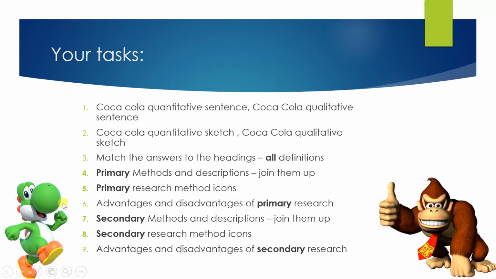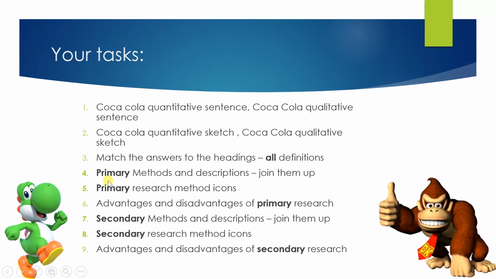Here's Yoshi with your list of what you need to do. Whilst the list looks very long, it's not actually as long as you think it is. There's a lot of matching up because it's making sure that this knowledge is secure with you. So we've got a couple of sentences to finish using Coca-Cola as an example for a first task. Then we've got some sketching to do about quantitative and qualitative data. Then, to make sure it's super secure, we've got the definitions, and you need to move them around again.